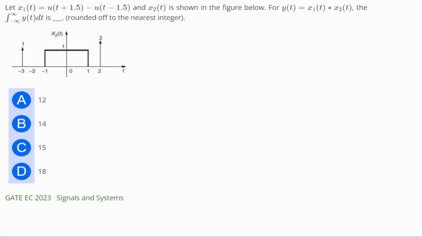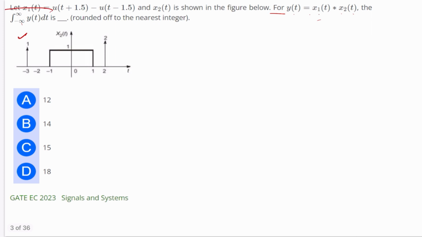Let x1(t) is equal to u(t + 1.5) minus u(t - 1.5), and x2(t) is shown. You have to find y(t) equals x1(t) convolution x2(t), and the integration from minus infinity to infinity of y(t) dt is what you have to find out. Now in this question, there is nowhere written that you have to find out the Fourier transform or any Fourier series coefficient or anything.